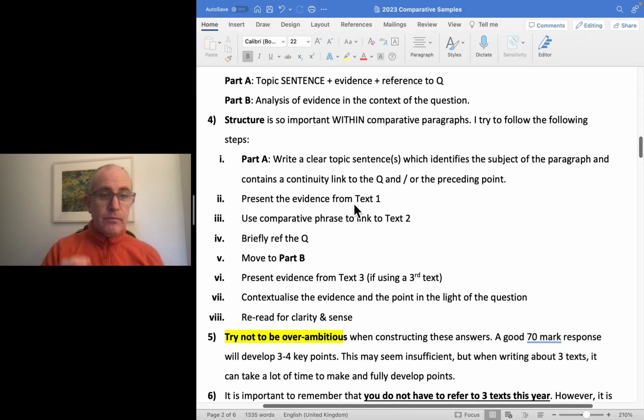So for me, the A-B structure, again, those of you who are in my classes will be familiar with this, is important. Essentially what it means is whatever point you're developing, you develop it out in two interconnected paragraphs. First one built around a topic sentence with evidence and reference to the question. The second one where you offer your analysis. But I'm going to just really break down that structure now a little bit more clearly.